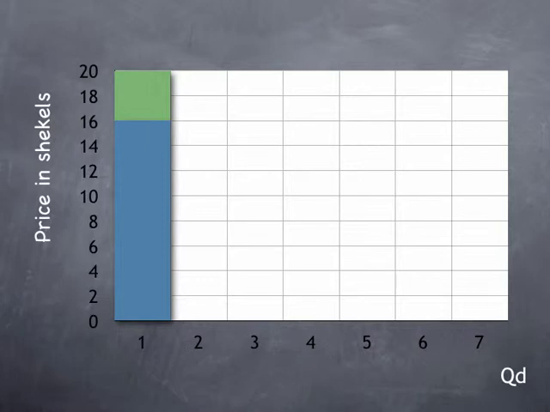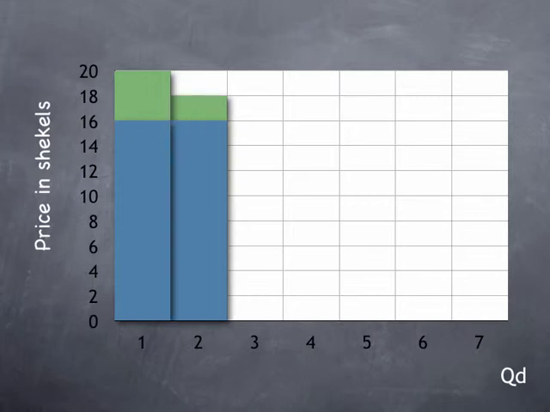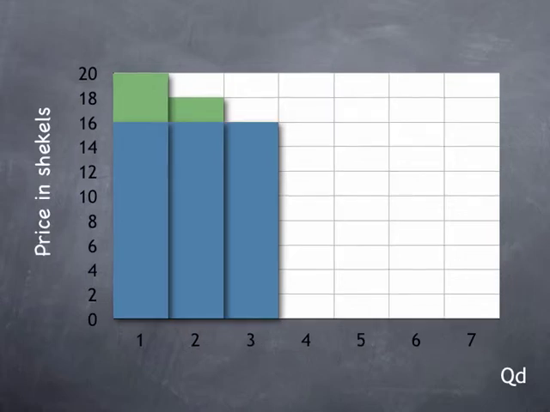From previous work, we know that demand curves slope downwards from left to right. If another person less desperate than Brian comes looking for beards, they wouldn't be prepared to pay as much as him, let's say 18 shekels. A customer who was prepared to pay 18 shekels would, like Brian, have to pay the market price of 16. This person would then get 2 shekels worth of utility free.